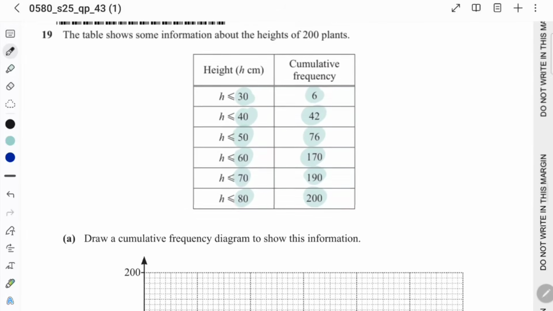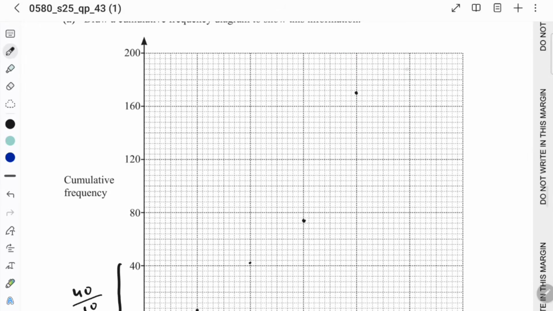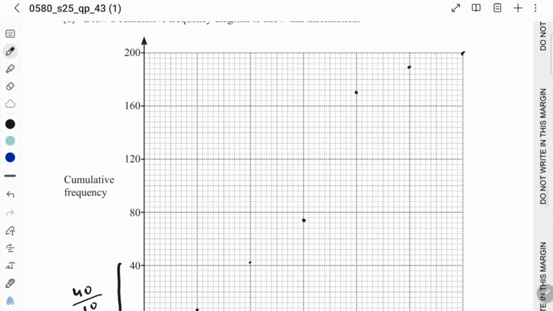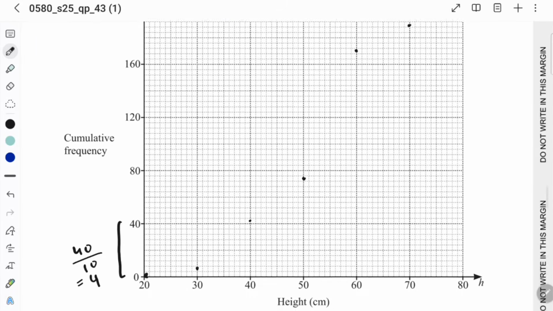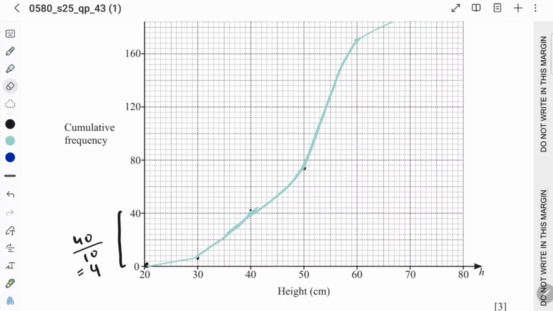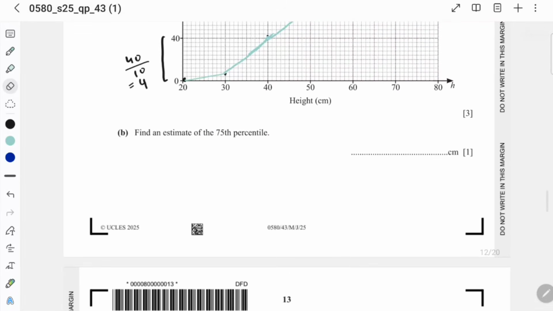Now 70 and 190 is here, and then 80 and 200. Just join all the points and it's a cumulative frequency curve. I just joined all the points, so this is your cumulative frequency curve.